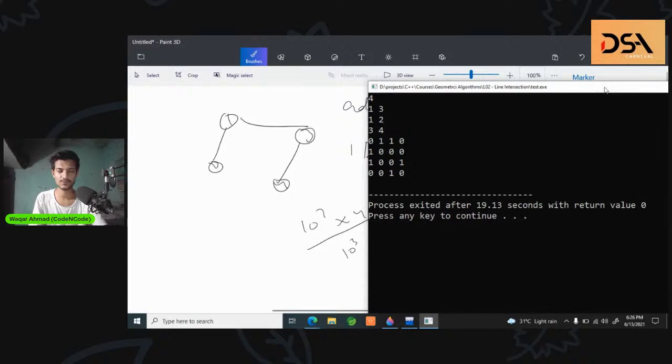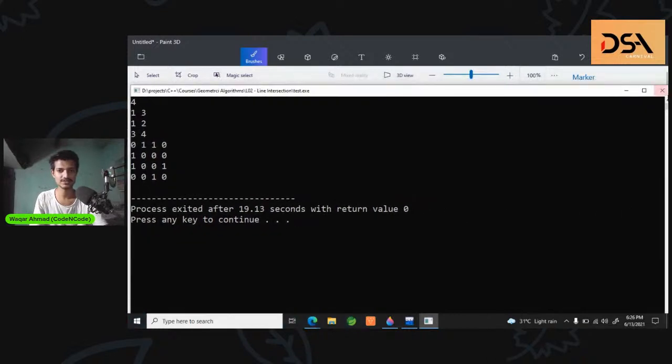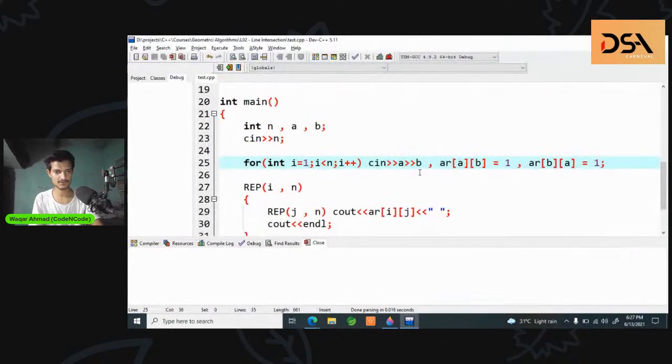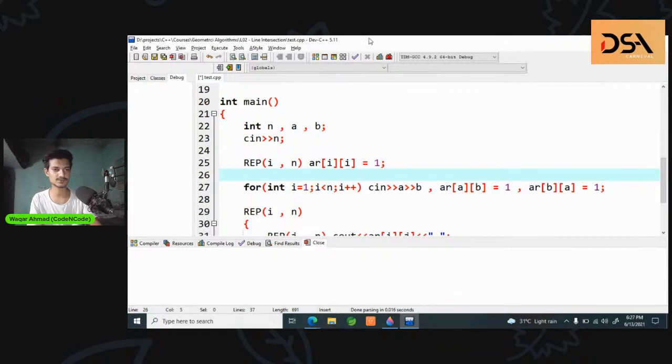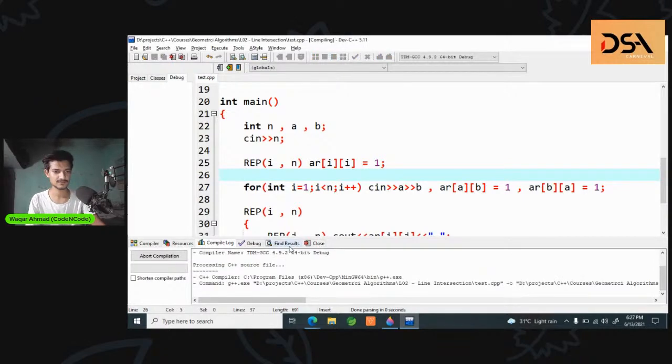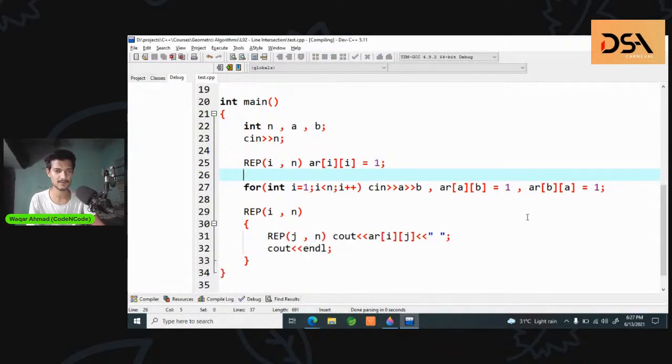Oh yeah. I forgot one thing. Since every node is connected to itself, I have to set this manually. This diagonal. So for the diagonal, you can run a loop here itself. Before doing anything, you can run a for loop and set the diagonal ii to be 1, because each node is connected to itself, right?